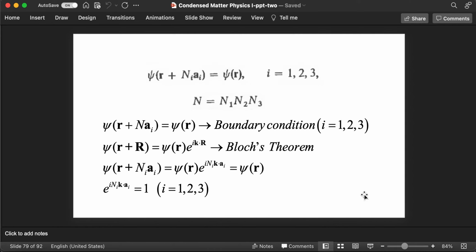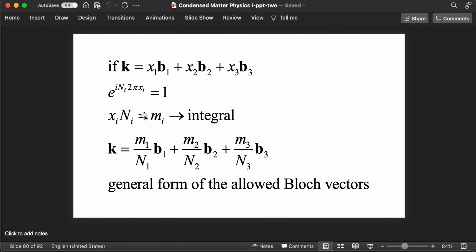So now for this condition, I can now choose the vector k as given by this. I had already said that the b1, b2 and b3 are primitive vectors in the reciprocal space. Then I can rewrite the condition like this, and that means that the product x_i N_i has to be some integral value m_i, and I can now rewrite the k itself. I can replace the x's by this, and I now have m1 by N1, m2 by N2 and m3 by N3.